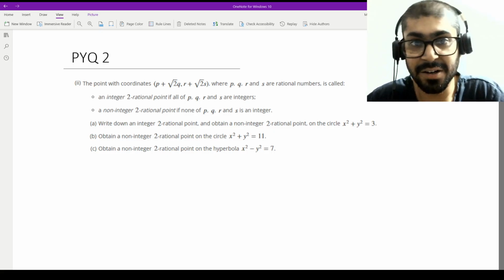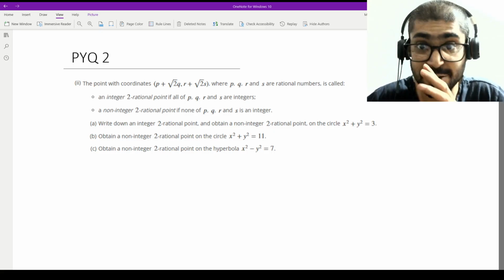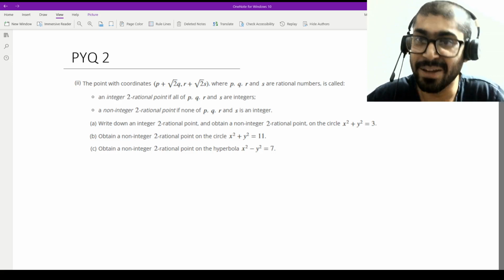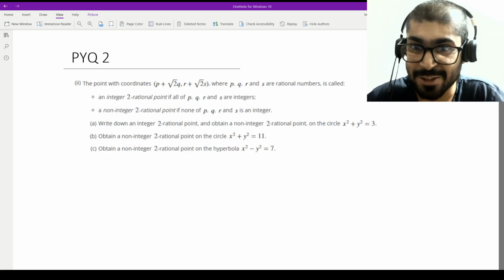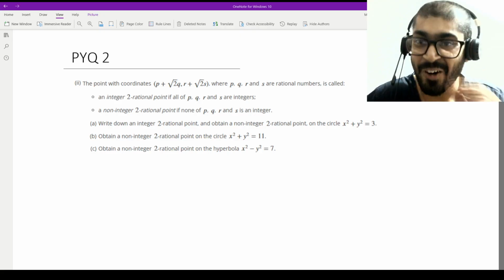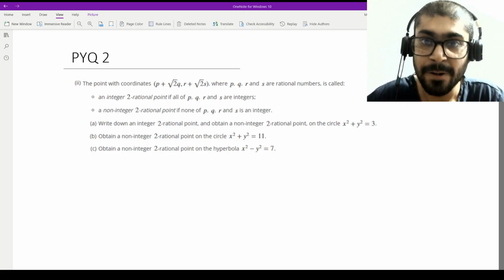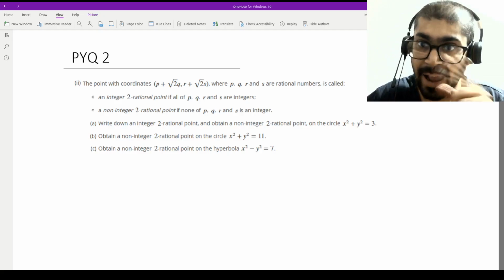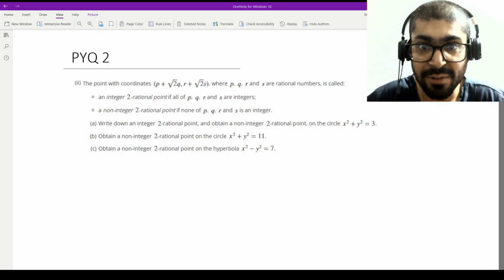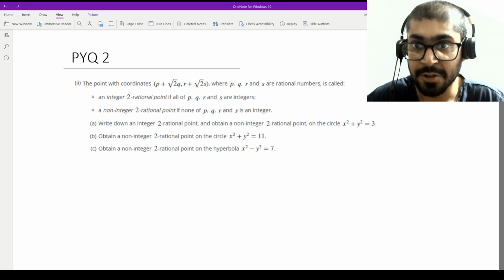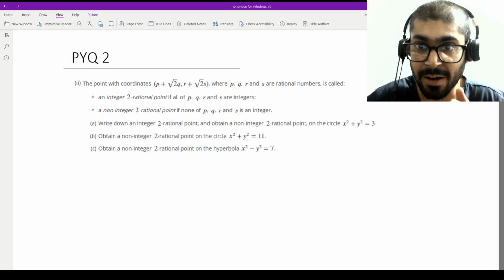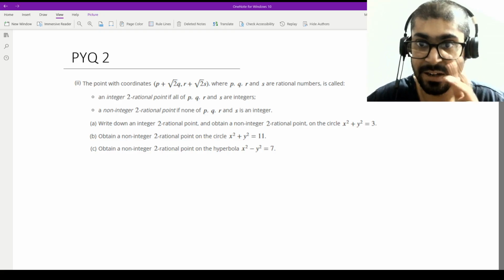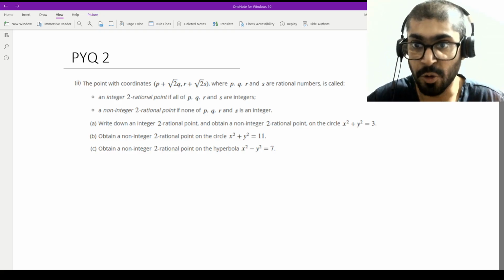So it will be called a two rational point. Again, this is not named for rational point, just to create a bit of confusion, because we could have named it that, right? What's in a name, as Shakespeare said. But it is still called a two rational point when all of p, q, r, s are integers, and it will be called a non-integer point if none of p, q, r, s are integers. So again, we will eliminate the cases where one of them is an integer, two of them are integers, or three. It either has to be all integers or no integers.